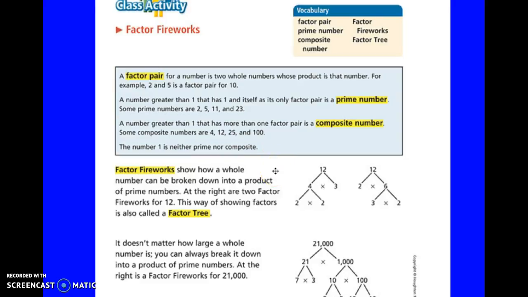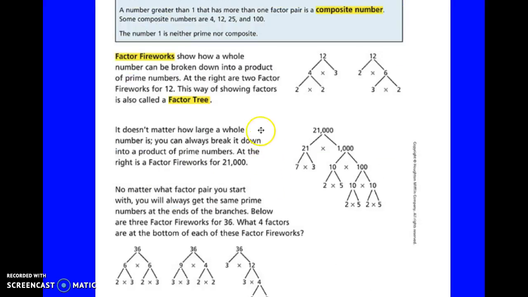Now, factor fireworks show how a whole number can be broken down into a product of prime numbers. At the right are two factor fireworks for 12. This is a way of showing factors, also called a factor tree. These are kind of fun. I like doing these. So if you take a look at this, we looked at 12, which we already decided was a composite number. We decided that there were multiple numbers that divide into 12. But let's see what numbers divide into 12.